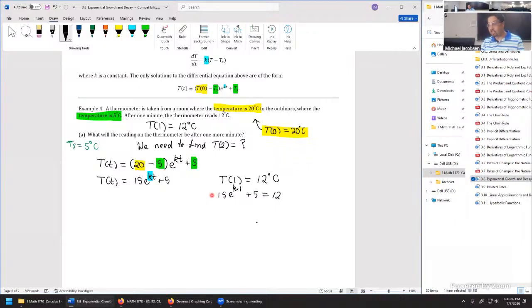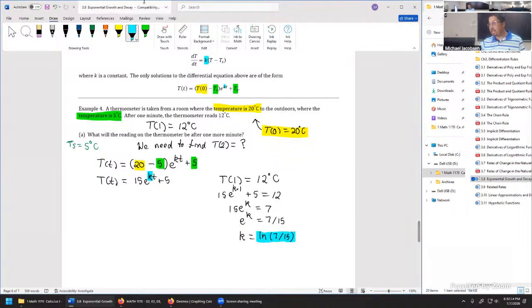Now back over here, we've solved these equations already quite a bit. Same strategy, let's isolate the exponential. 15 e to the power of k, subtract 5 from both sides is 7. e to the power of k is 7/15. Take the natural logarithm of both sides, canceling out the exponential here. So k is now the natural log of 7/15.